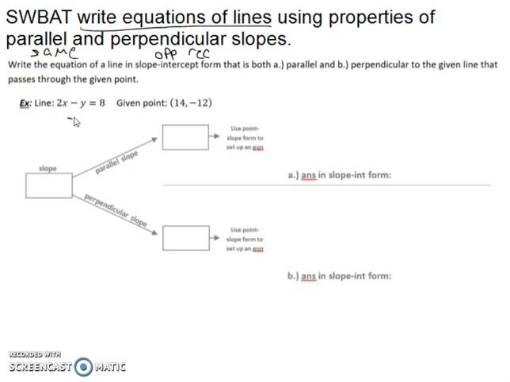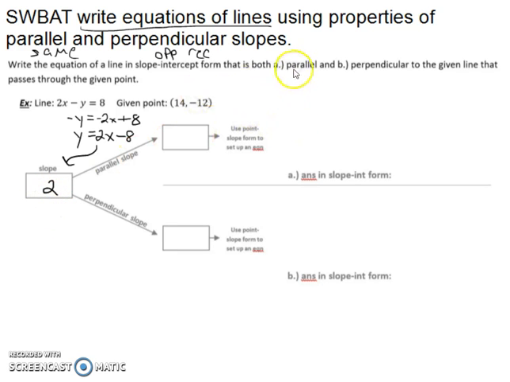Start by subtracting 2x. That gives us negative y is equal to negative 2x plus 8. Then we'll divide both sides by negative 1, which gives us y is equal to positive 2x minus 8. The only thing that matters about this for what they ask for is the slope. So our slope is 2. The y-intercept of negative 8 is never going to be used for what they're asking for.